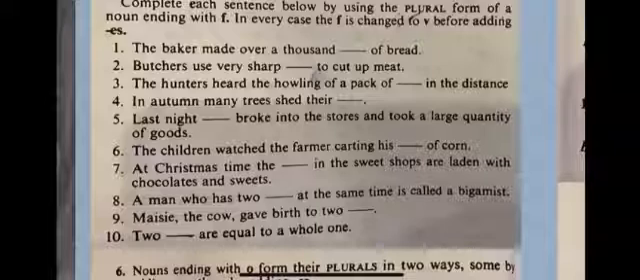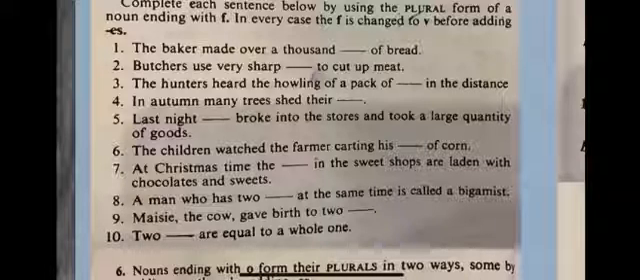Then comes the 9th one. Okay, I left the 7th one. At Christmas time, the dash in the sweet shops are laden with chocolates and sweets. So what is that thing? It's a place on which we put things. So what's that thing called? Okay, so the man who has 2 dash at the same time is called bigamist.